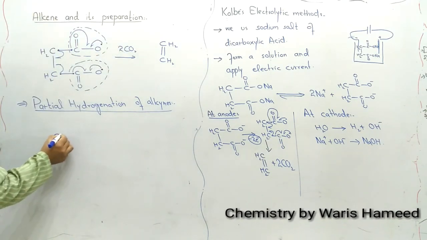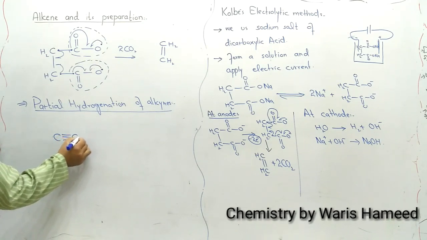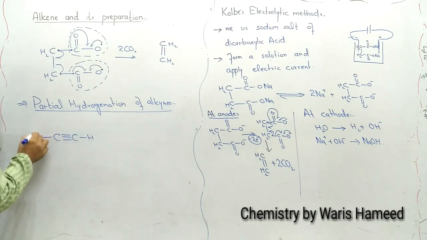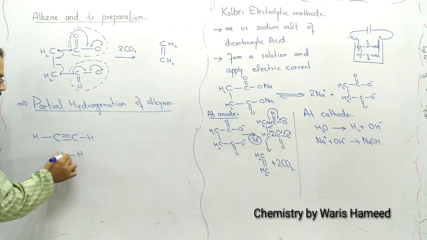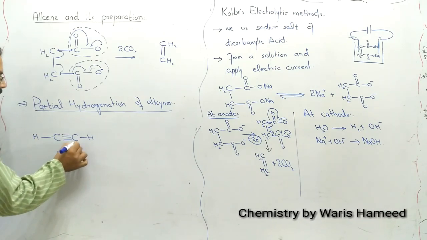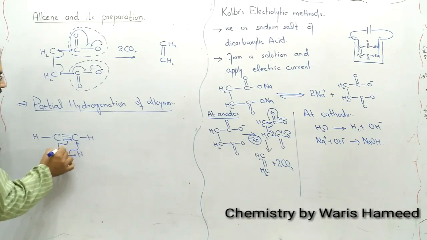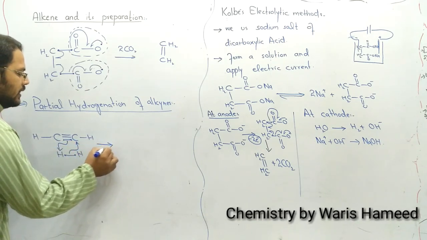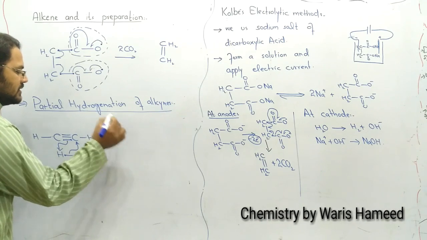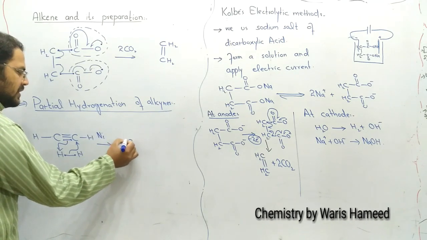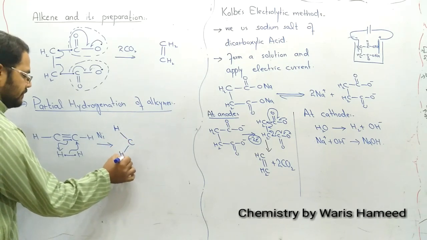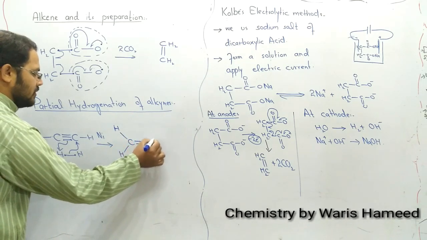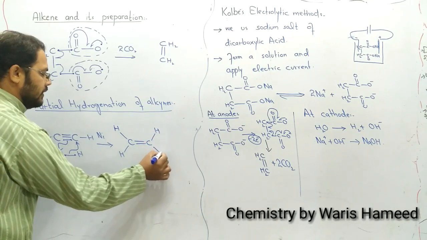Here is the alkyne. When we add a hydrogen molecule, it will convert into an alkene, and this process is done in the presence of nickel catalyst. Double bond carbon, hydrogen, and hydrogen.